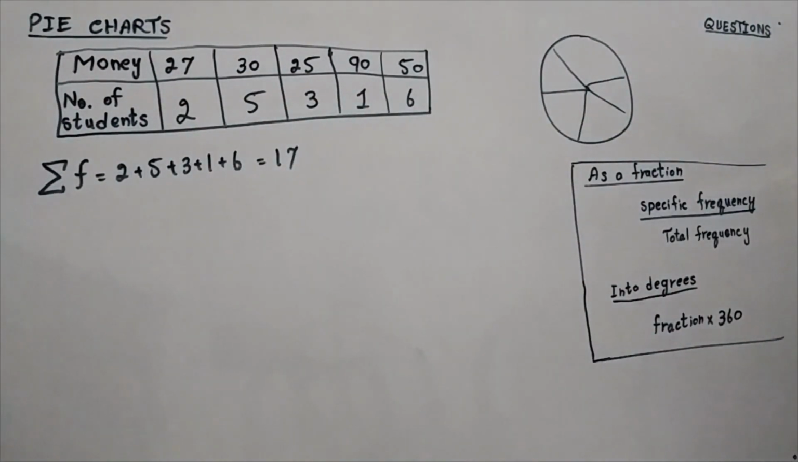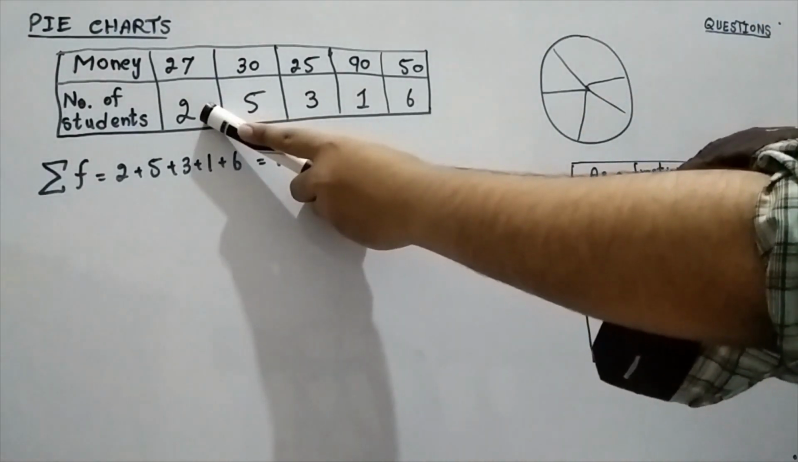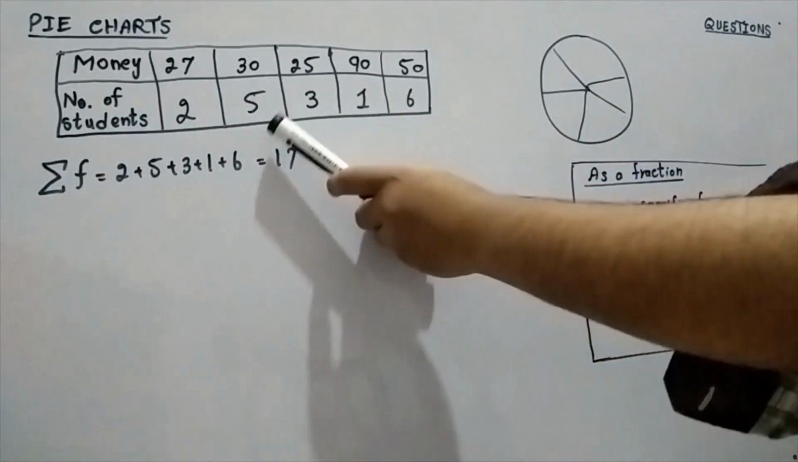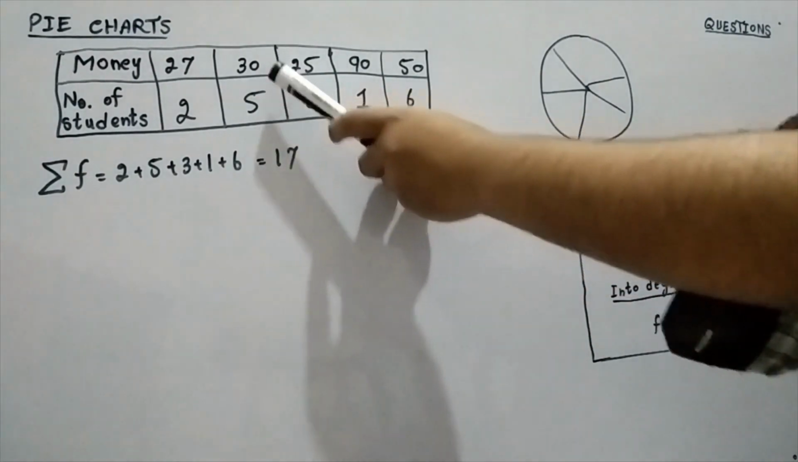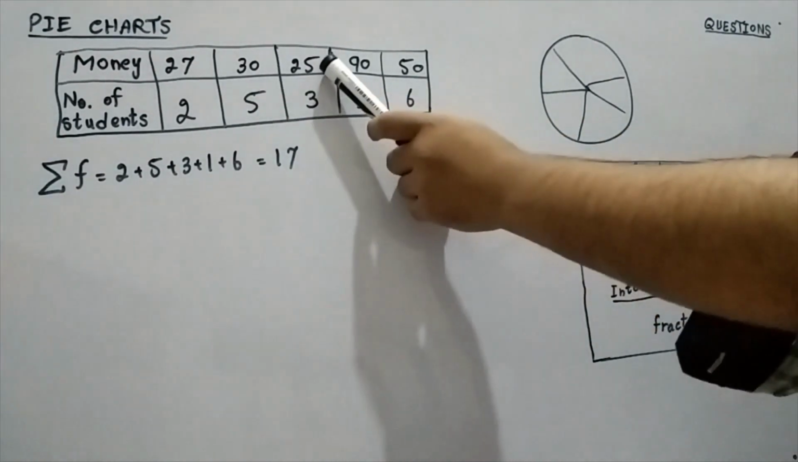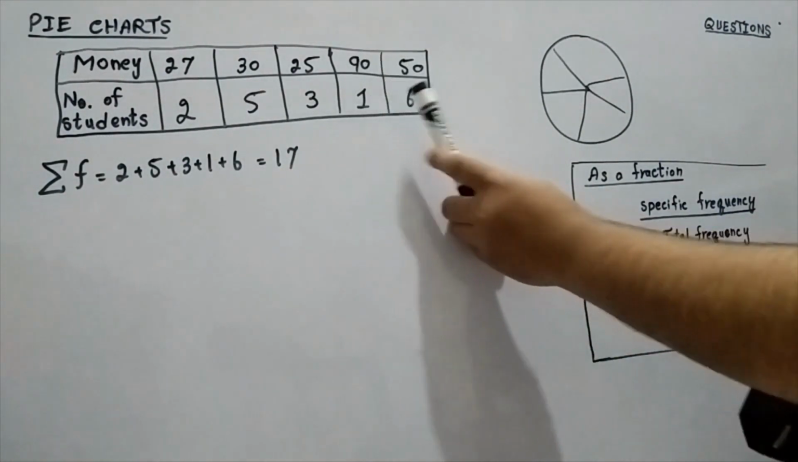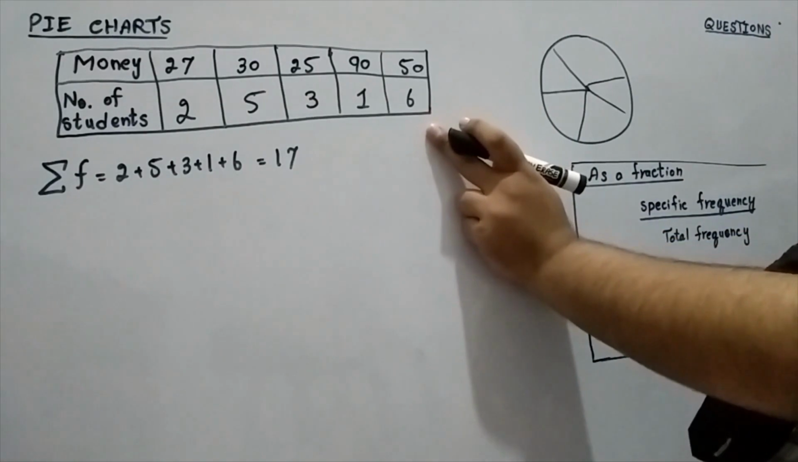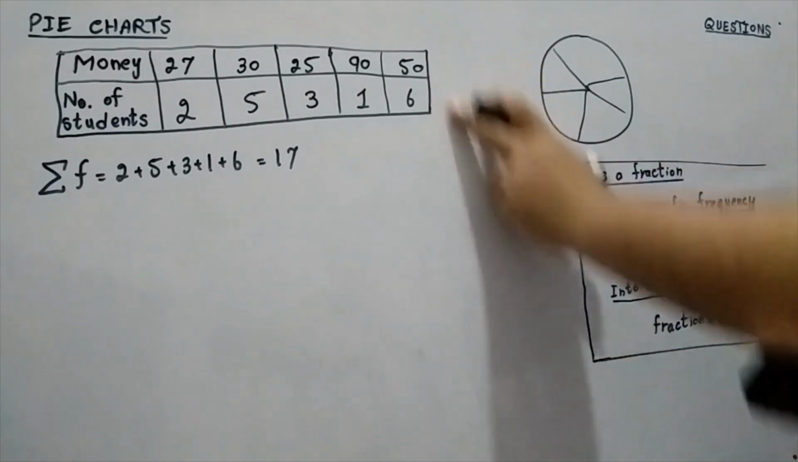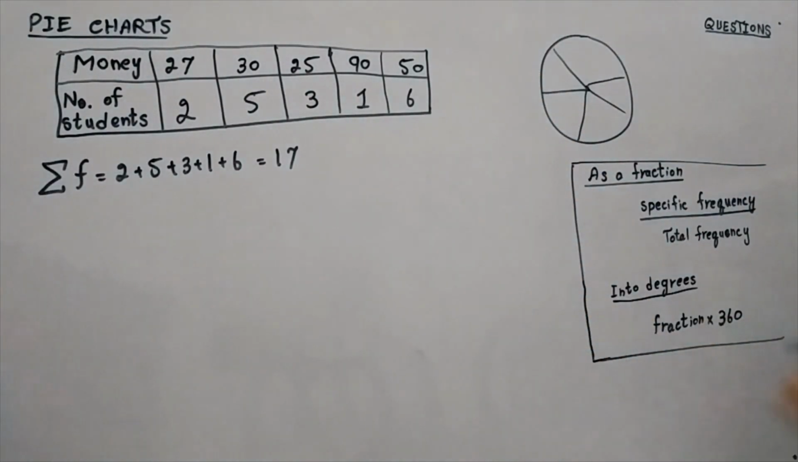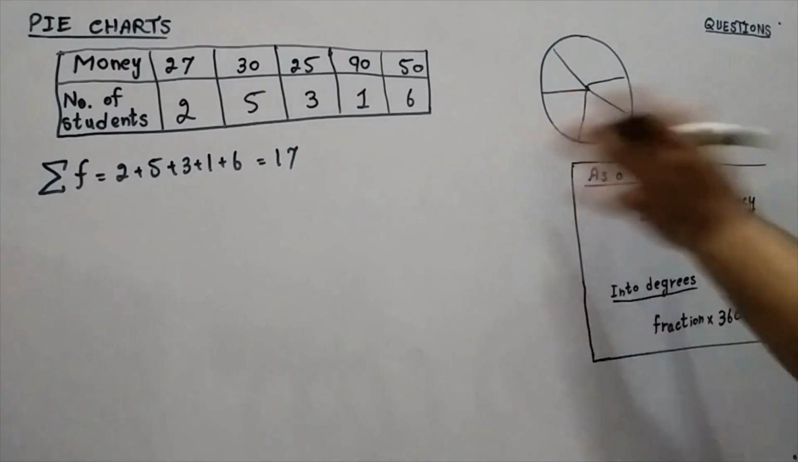This data is telling us how many people have different amounts of money. Here you can see we have 2 students who have $27. Here we have 5 students who have $30. Here we have 3 students who have $25. Here we have 1 student who has $90, and here we have 6 students who have $50. So we have to draw a pie chart.